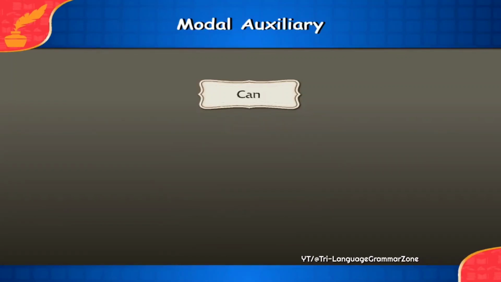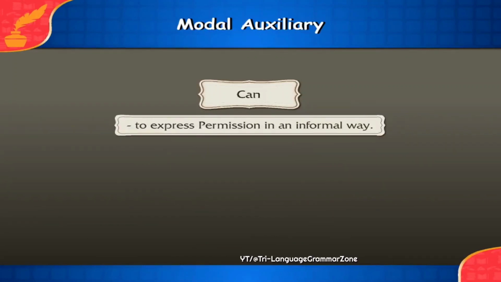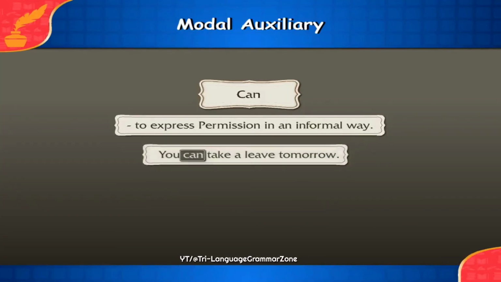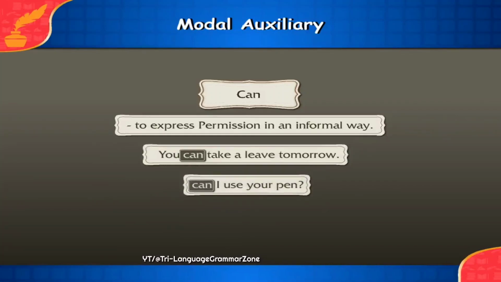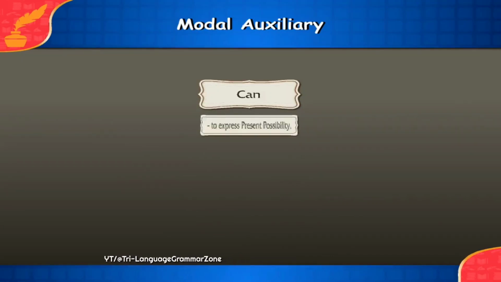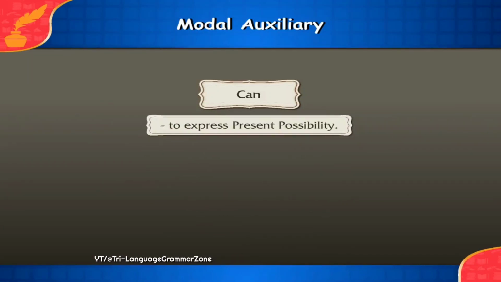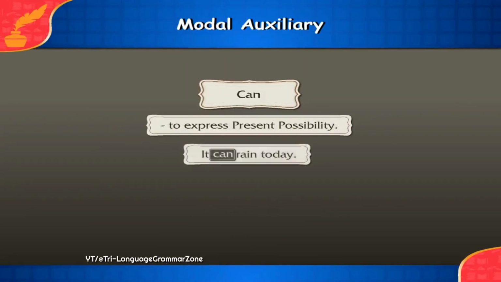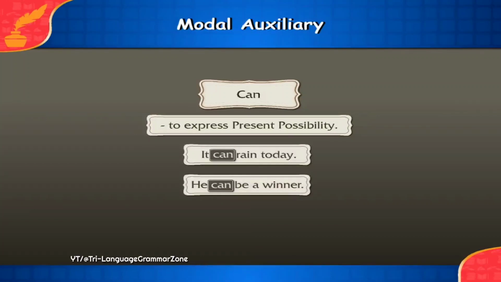Can is also used to express permission in an informal way. For example, you can take a leave tomorrow. Can I use your pen? Both these sentences indicate permission. Can is even used to express present possibility. For example, it can rain today. He can be a winner. Both these examples indicate possibility.